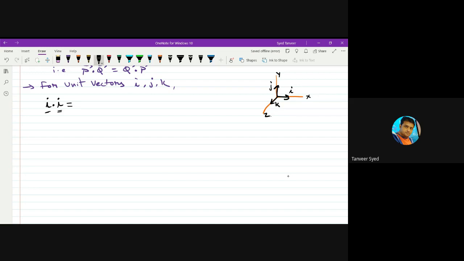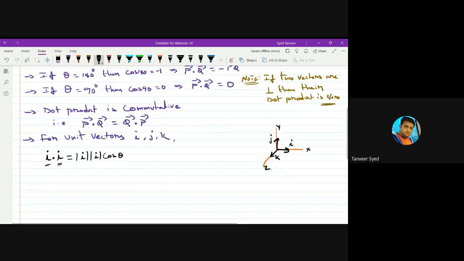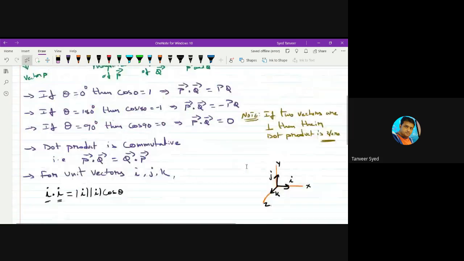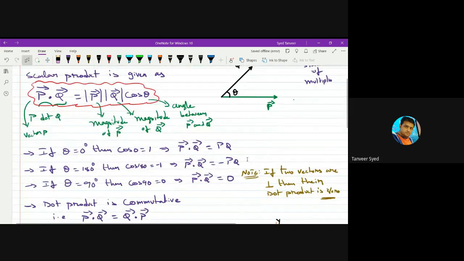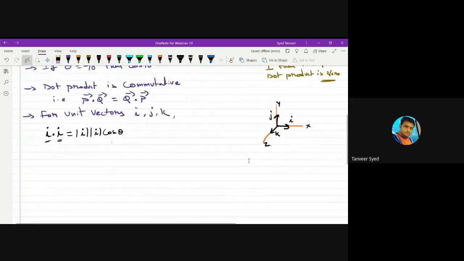If I apply that formula here, PQ cos theta, I should get magnitude of I multiplied by magnitude of I, cos of angle between I and I. I am not writing a new formula. I am applying the formula of scalar product to unit vectors. P dot Q is equal to PQ cos theta, so I dot I is equal to magnitude of I into magnitude of I into cos theta.